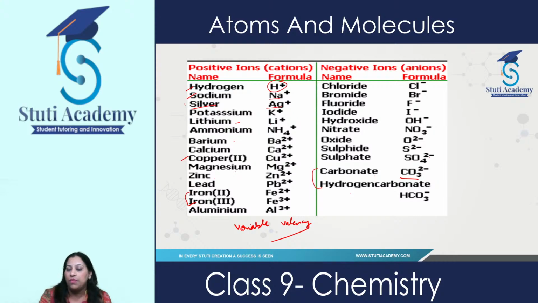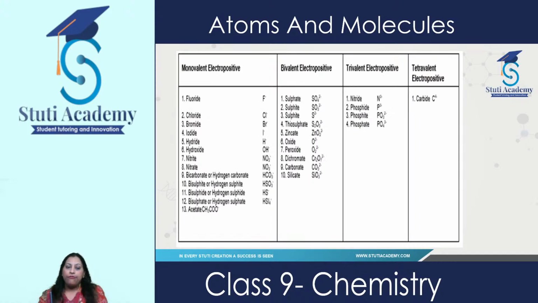It is extremely important. Now, if they have only one charge on them, we call them monovalent. And if they have positive charge, we call them monovalent electropositive. And if they have two, we call them bivalent electropositive. If they have three, we call them trivalent electropositive. And if they have four, we call them tetravalent electropositive. So depending upon the charges present on them, we have these monovalent, bivalent, trivalent or tetravalent.